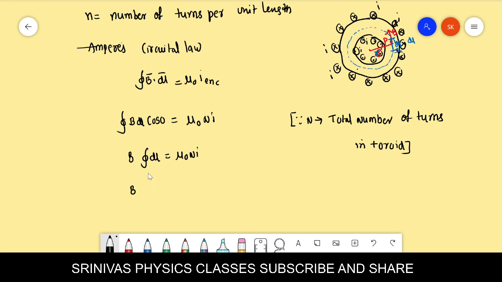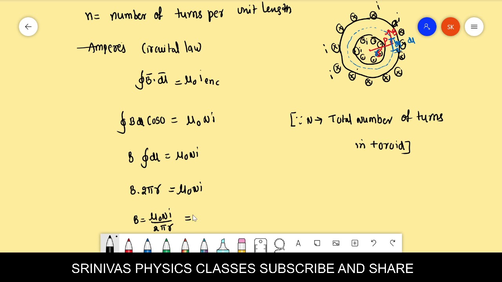What is integration dL? dL is a small length on the loop, the blue line. Integration dL is the full length of this blue line, the blue colored loop, which is in circle shape. It is 2 pi r. Is it correct? Because r is the radius of the loop. That is equal to mu naught N I. What B formula am I getting? B equals mu naught N I by 2 pi r.